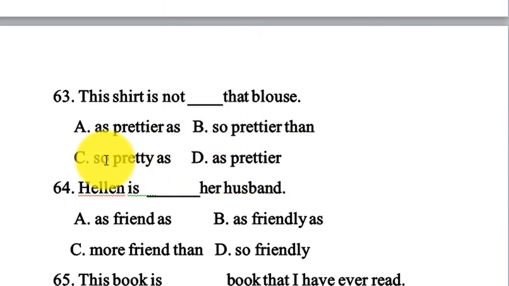If you answer C, absolutely right. There are two things here, this shirt and that blouse, which is a kind of shirt, so you are going to compare two different shirts. What kind of degree of comparison is appropriate to compare these two different items? If you answer as prettier as, we have two types of comparison. The first one is as, positive. If there is a comparative form, prettier, the structure is completely wrong, because the structure is as plus comparative plus as.